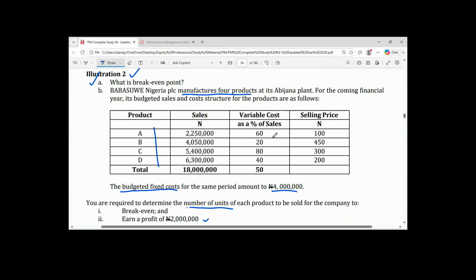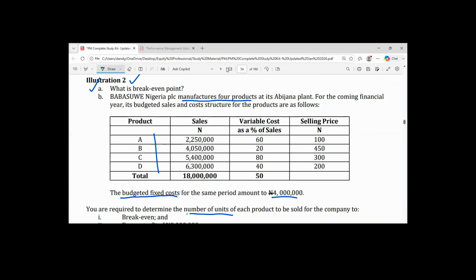B, C, and D. Because of time, let me stop sharing this and move to the working notes so that within the next few minutes, once we are done with our calculation of this, then we close the class.